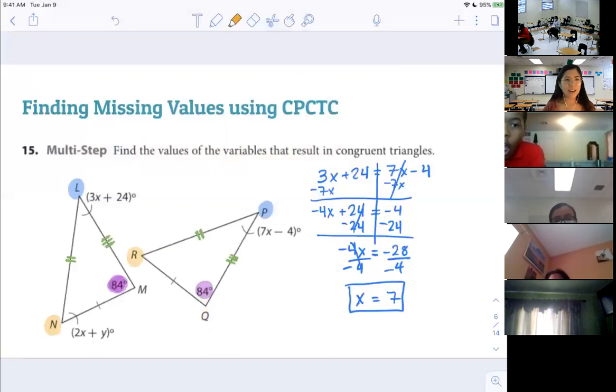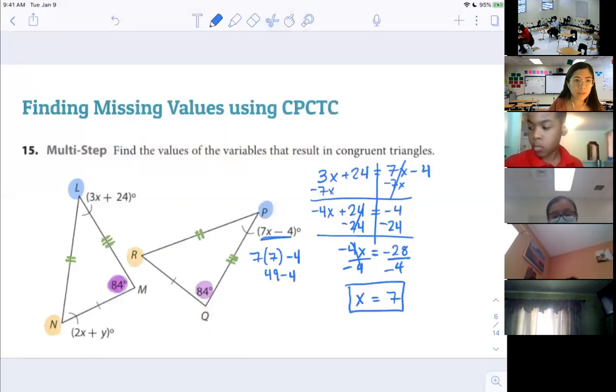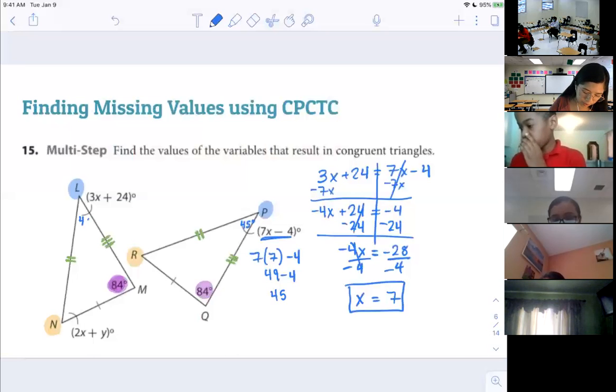Okay. All right, so Perla says I need to plug the 7 back into the equation, and Janelle's just said that as well. So I'm going to go ahead and plug in a 7 into this expression. So I have 7 times 7 minus 4. 7 times 7 gives me, good, 49, and then 49 minus 4 is 45. So I know that angle P is 45 degrees, which means angle L is also 45 degrees.